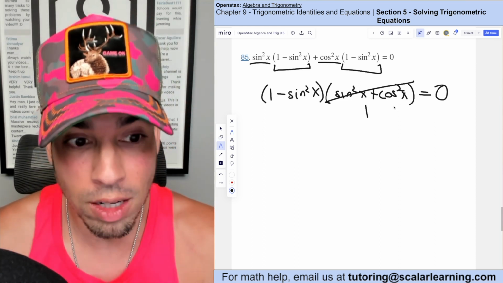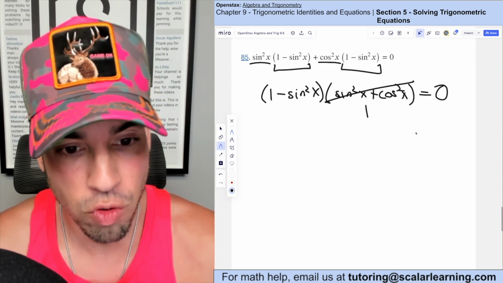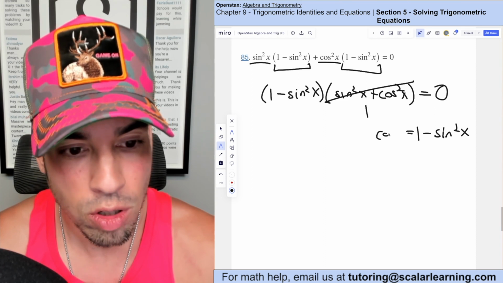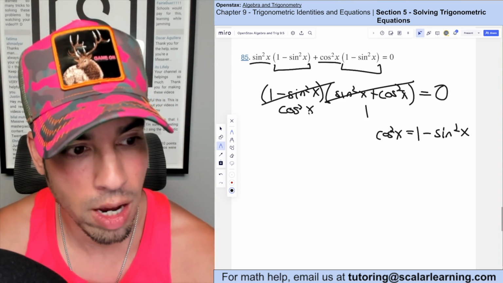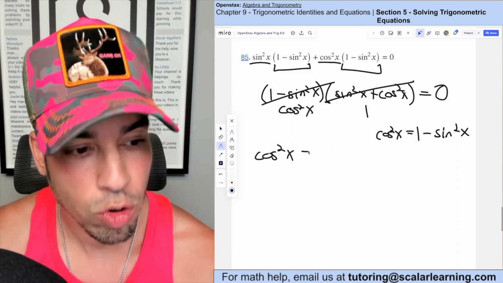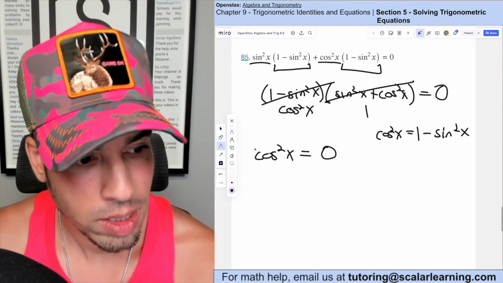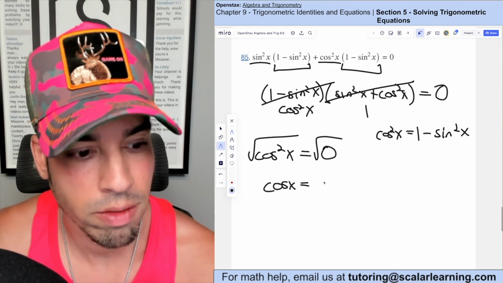But from another Pythagorean identity, since sine squared plus cosine squared equals 1, if I subtract and try and get 1 minus sine squared x, that equals cosine squared x. So to make this even simpler, just turn that into cosine squared x. So cosine squared x times 1 is just cosine squared x. So the question is, when does cosine squared x equal 0? So first I'm going to take the square root of both sides. Square root of 0 is 0. So when does cosine of x equal 0?